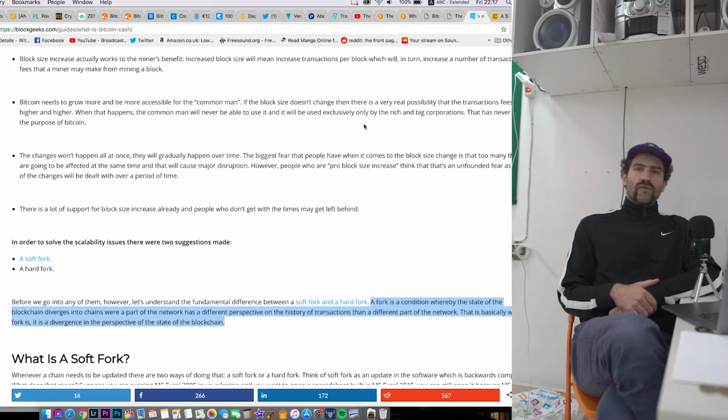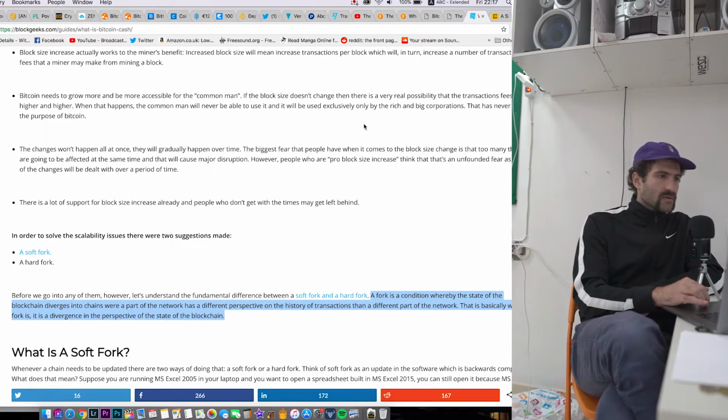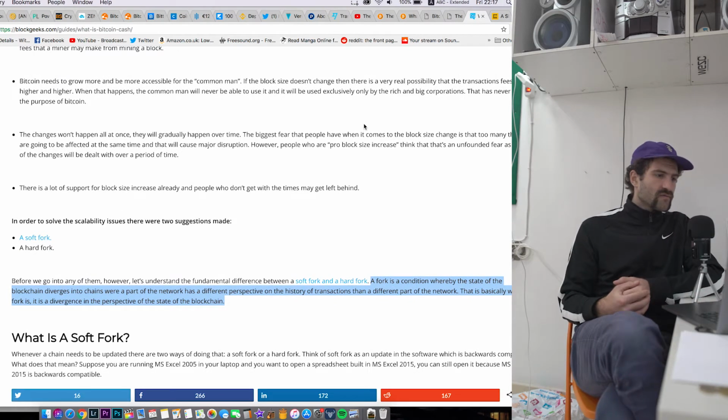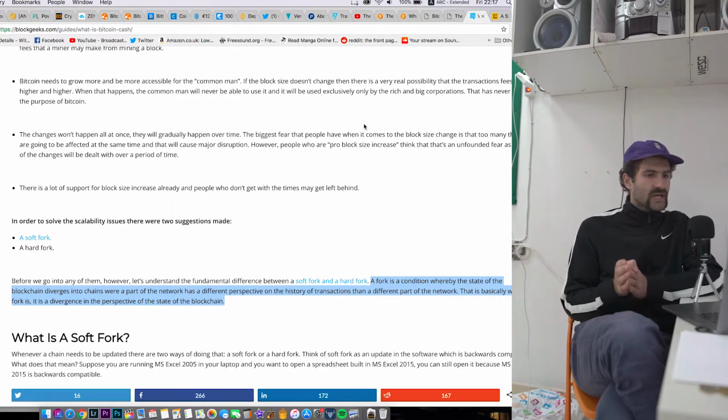Today we're talking about forks. So what is a fork? I found a very good explanation here in Block Geeks. A fork is a condition whereby the state of the blockchain diverges into chains where a part of the network has a different perspective on the history of transactions than a different part of the network. That is basically what a fork is. It is a divergence in the perspective of the state of the blockchain.